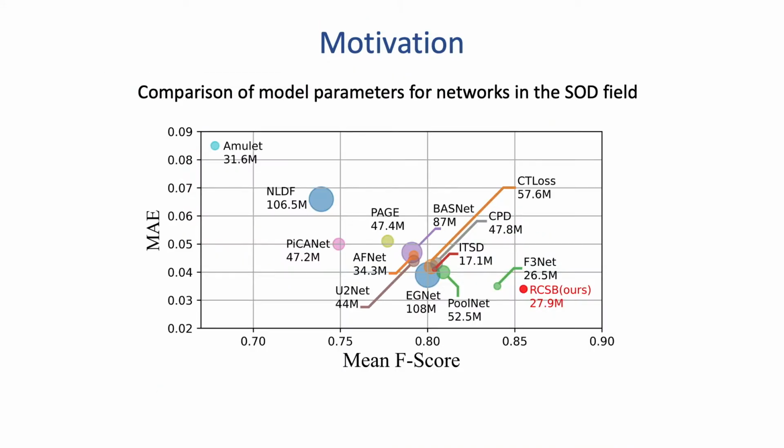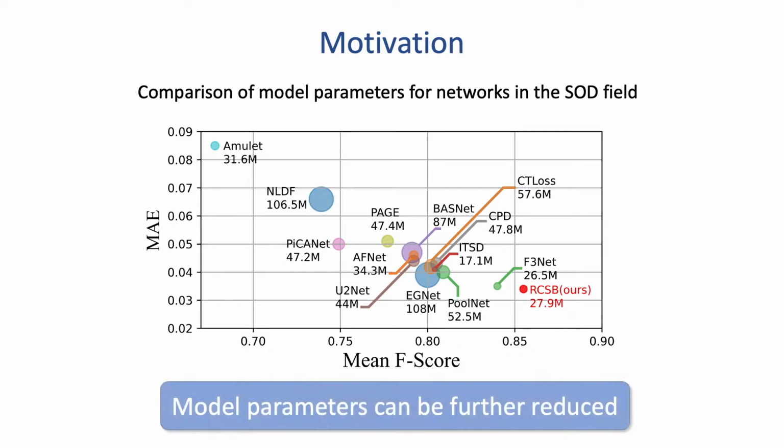Additionally, most of the networks in the field are heavy and over-parameterized. Big models can indeed improve performance, but it is hard to train and consumes a lot of computational resources during inferencing. Thus, we also want to develop a lightweight model without compromising the performance.